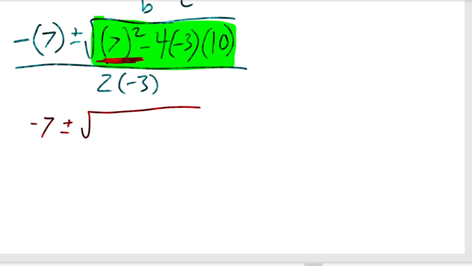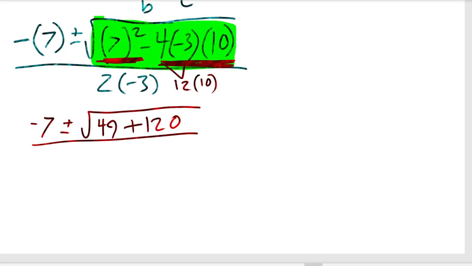We're going to do 7 squared. 7 times itself is 49. And then we're going to multiply all three of those together. So negative 4 times negative 3 should give us positive 12. And then positive 12 times 10, just add a 0 onto the 12, and we end up with positive 120. On the bottom, we can go ahead and simplify 2 times negative 3 as well. 2 times 3 is 6, and obviously positive times a negative is another negative. So we've got it a little bit more simple.